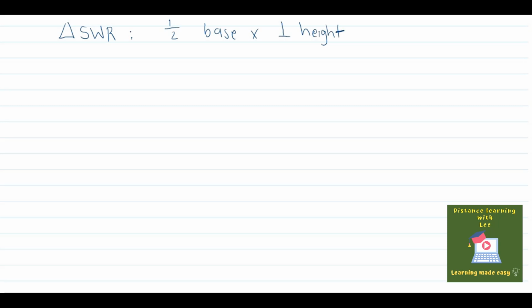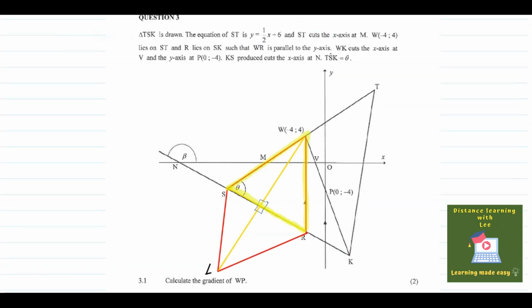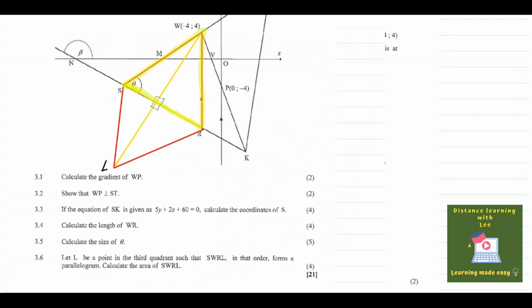So let's look at our diagram. I'll say that my base is going to be this one, your SR is going to be my base, and my perpendicular height is going to be OW.